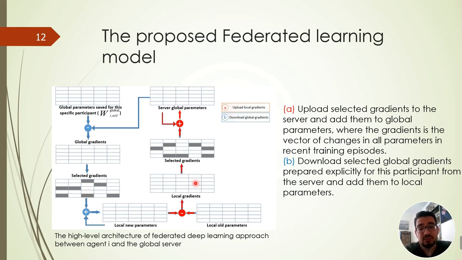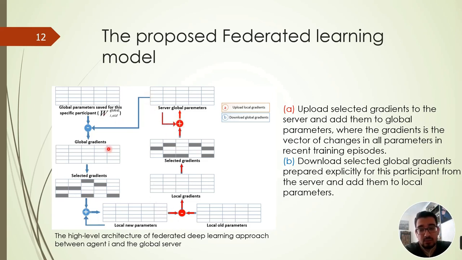Also, they share big values in the gradient vector because they contribute more to changing the network during the recent training episode. Okay, finally, the participants share the gradient vector to the global server. The server gets these gradients from the participant and adds them to its model parameters. Okay, that was all about the red path.